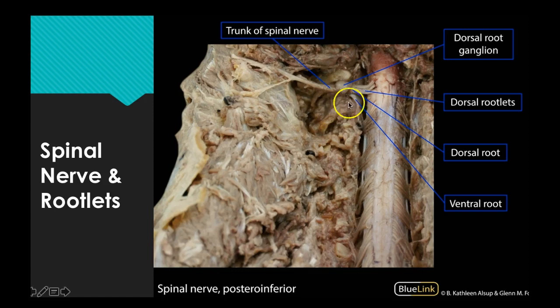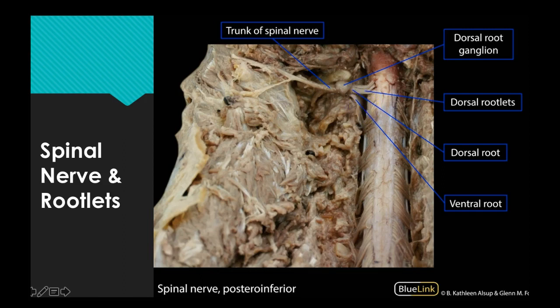Beyond the spinal cord region, we can see extensions coming out from this posterior view, which would be your dorsal rootlets. The dorsal rootlets come together to create your dorsal root, which will then lead to your dorsal root ganglion. Remember that your dorsal rootlets and dorsal root contain your sensory neurons, whereas the dorsal root ganglion contains cell bodies of your sensory neurons.